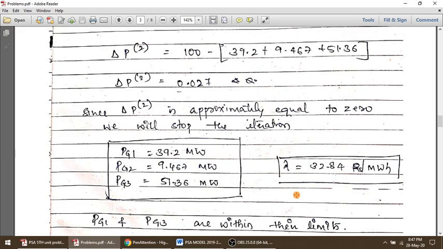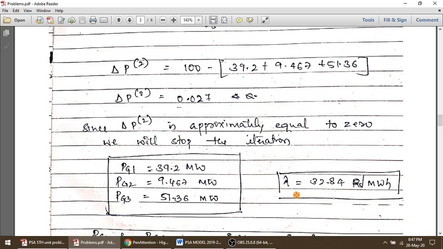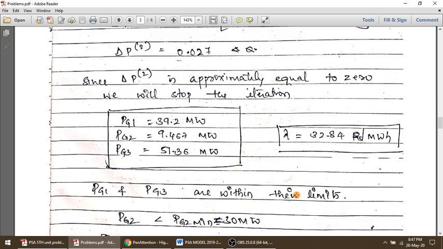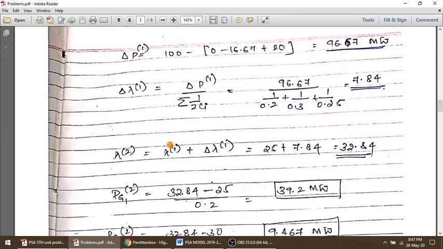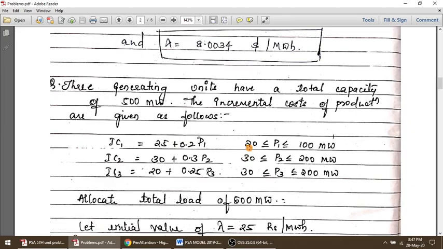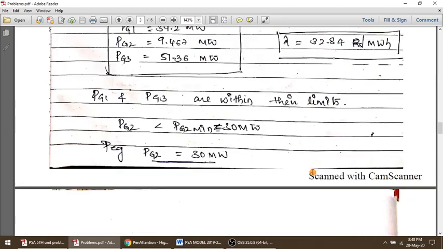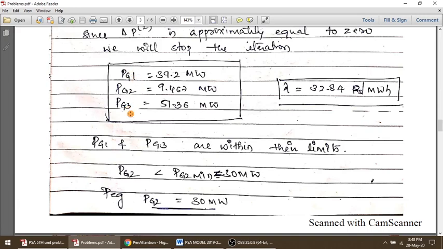Now we have to check the limits. We have to see if any generator unit is violating its limit. Here you can see that Pg1 and Pg3 are within their limits. If I go back to the question, 2200, 3200. So these two units are within their limits, but Pg2 we are getting around 9.467 megawatt, which is less than its minimum value. Minimum value is 30 megawatt.